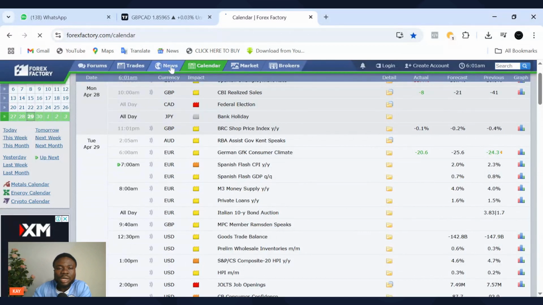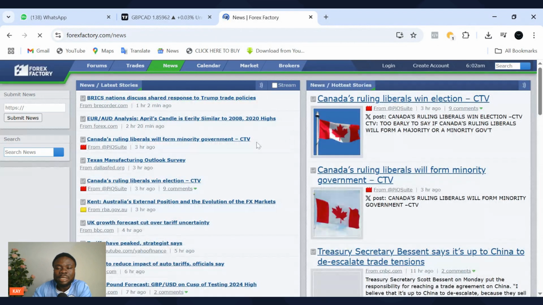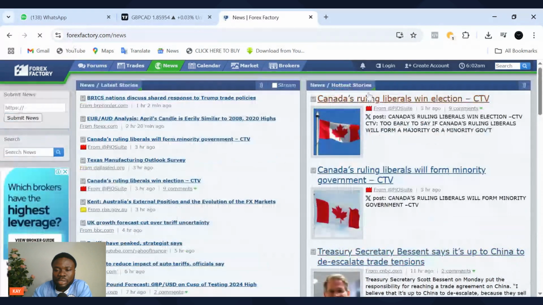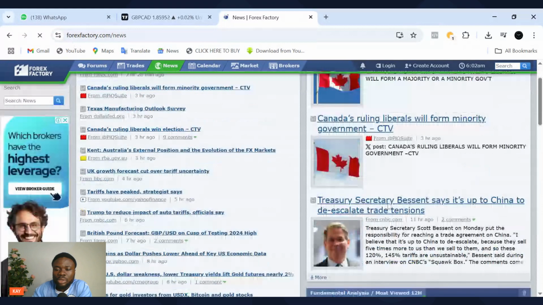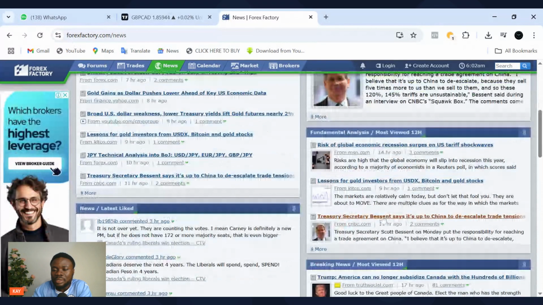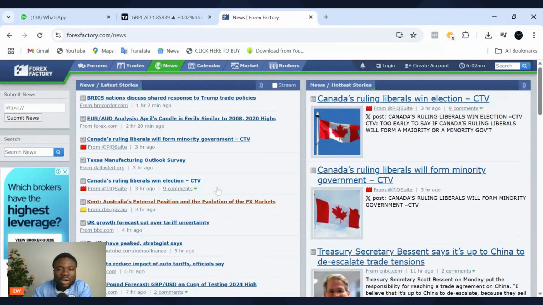So let's look at the news, in case unexpected news has hit the market that wasn't recorded in the calendar. There was the Canada election over here. So that's the news that is hitting the market at this point. There was nothing like Trump tariffs being said over here. Okay, tariffs have peaked. All right, so I think so.